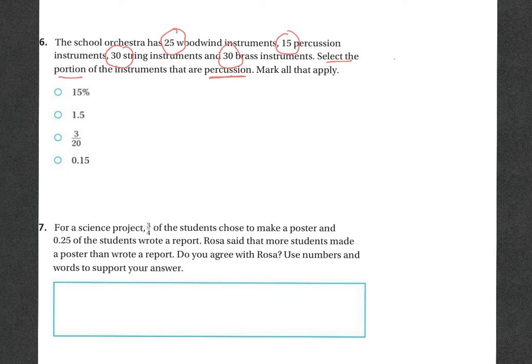So let's find out how many we have all together. We have 25, 15, 30, and 30. So 5 plus 5 is 10. 3 plus 3 is 6, 7, 8, 9, 10. So there are 100 instruments. So that makes it easy because that means it's going to be out of 100. So that's woodwind, strings, brass, percussion. So my percussion is 15 over 100.